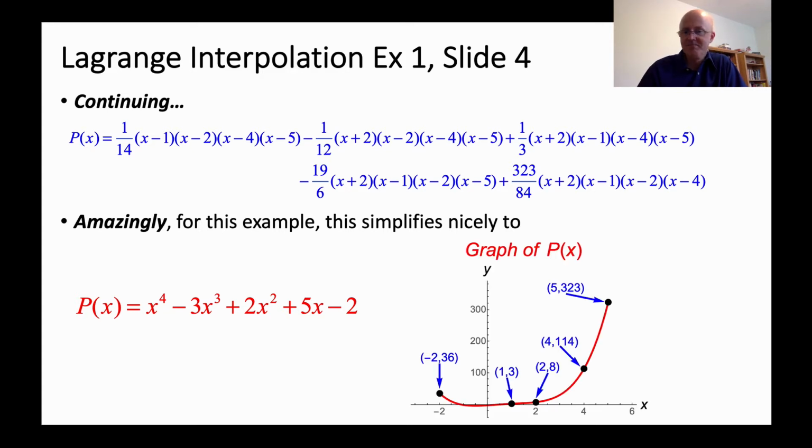Here's the graph. You can see it's going through all 5 data points. For those 5 nodes, x0 equals -2, x1 equals 1, x2 equals 2, x3 equals 4, and x4 equals 5. And we have the corresponding outputs 36, 3, 8, 114, and 323. But I am only graphing the interpolating polynomial. I don't know the underlying function.